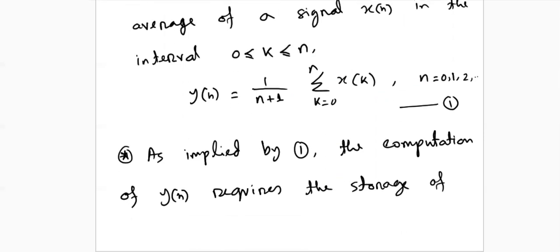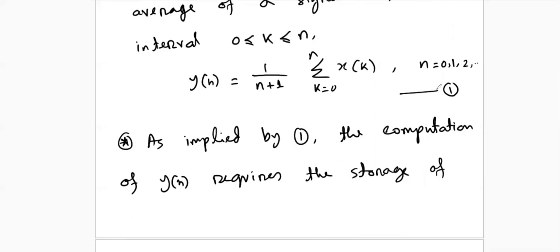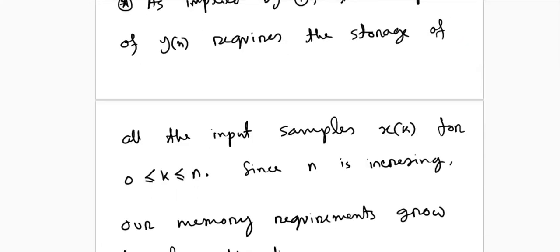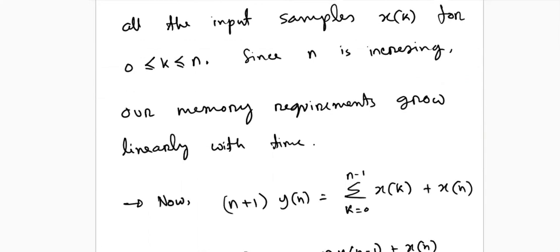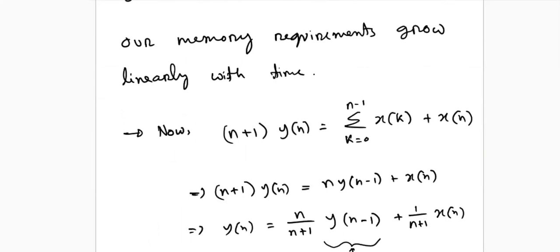Okay, let me show the things. As implied by equation number 1, the computation of yn requires the storage of, how much storage do we need? All the input samples xk for 0 to n. Since n is increasing, our memory requirements grow linearly with time. And that is very expensive from the computation point of view.